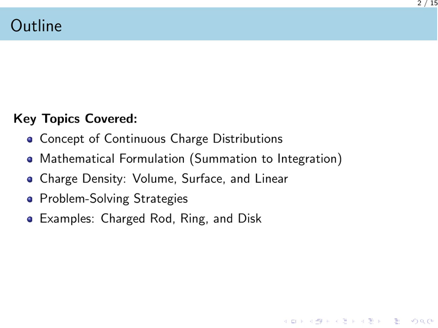To make these calculations possible, we will define three key metrics, which are volume, surface, and linear charge densities. We will then lay out a step-by-step problem-solving strategy. Finally, we will apply this strategy to calculate the electric fields for three specific geometries, which include a uniformly charged rod, a ring, and a solid disk.